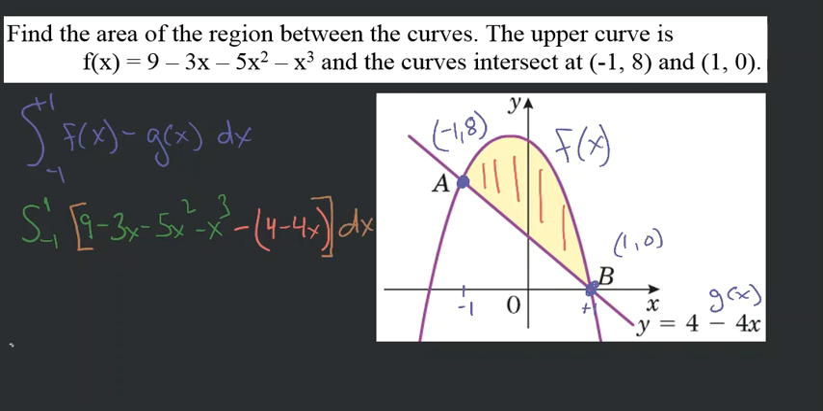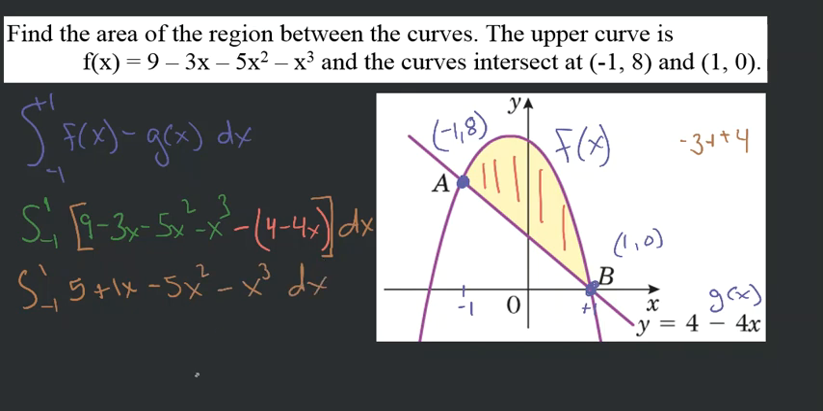So let's simplify what is inside of those orange brackets. Looks to me like we have 9 minus 4 is going to be 5. We have minus 3x minus -4x. That's minus 3 minus minus 4. Those are pluses. So that's really a +1, so plus 1x. We've done the -4, we've done the minus -4. So then these two are just going to be here. So we have minus 5x squared and minus x to the third dx.